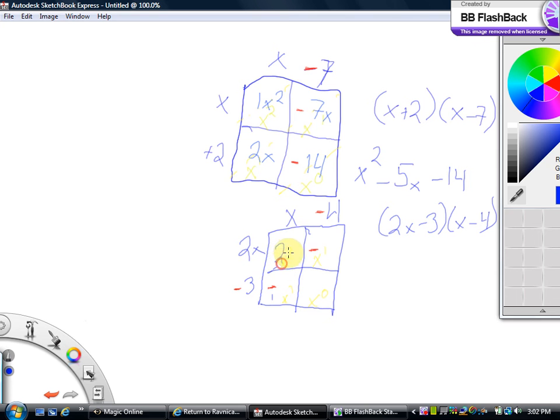So, I've got 2x squareds. I've got minus 8x. I've got x and minus 3 is minus 3x. And then I have 4 times 3, which is 12. So my answer, working on the diagonals, 2x squared minus 11x plus 12.